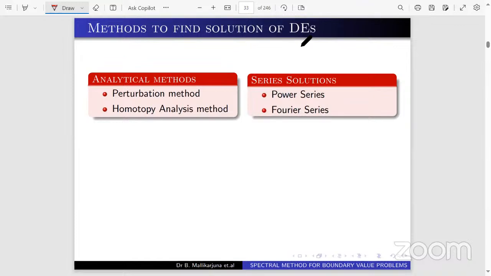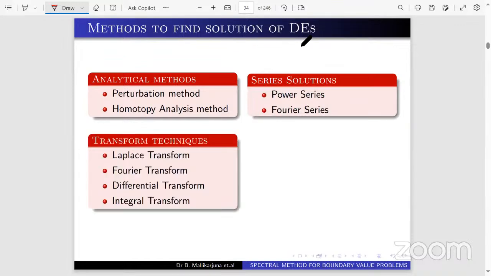Let us see, just for your information, I'm listing here under each analytical method, series solutions, transform techniques, what are all possible. So analytical perturbation, homotopy analysis, these two. Sometimes homotopy is a semi-analytical technique, and perturbation method also sometimes we call a semi-analytical method. It all depends on how many approximations you would like to find. Accordingly, whether it is purely analytical or maybe semi-analytical. Next, series solutions: power series, Fourier series. Next, transform techniques: Laplace transform, Fourier transform, differential transform, integral transform techniques.